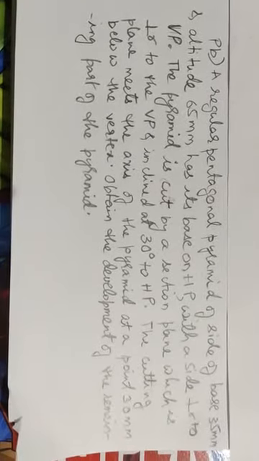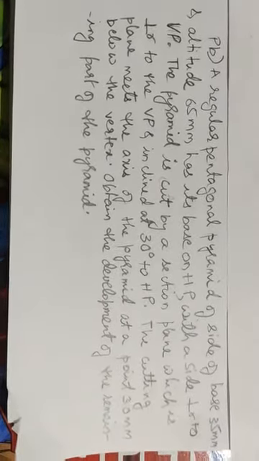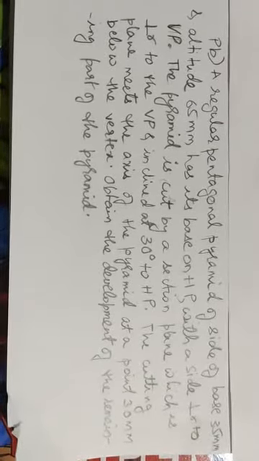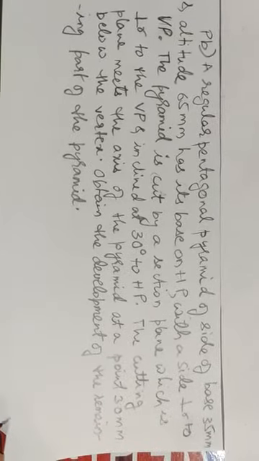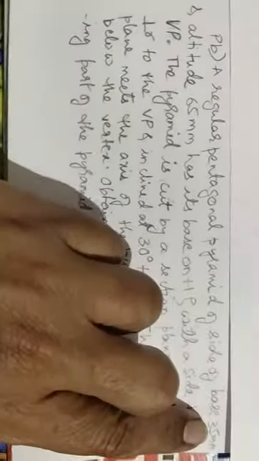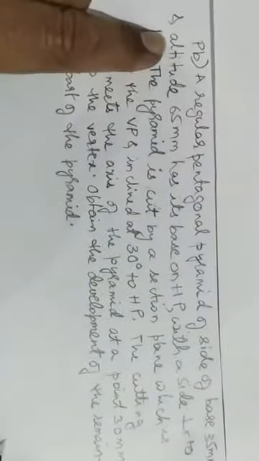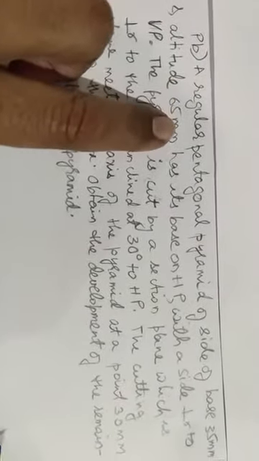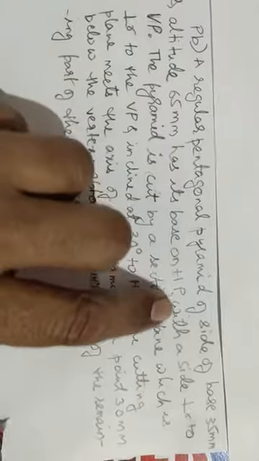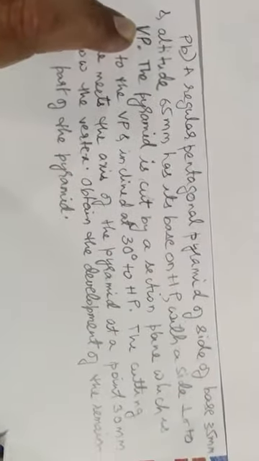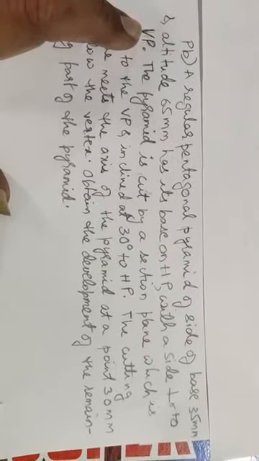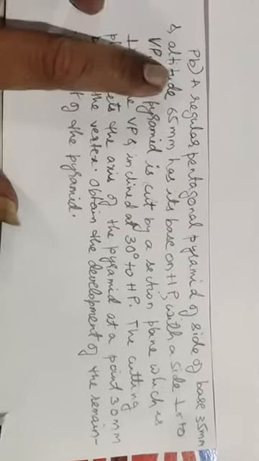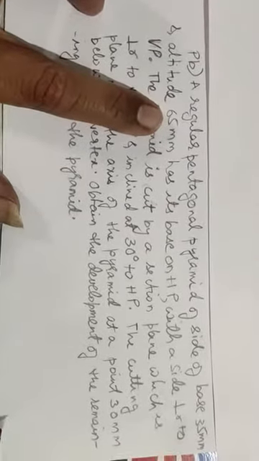Hello friends, let us go to the next problem of development. This is on pentagons. A regular pentagonal pyramid of side of base 35 mm, and altitude, that is axis length, 65 mm, has its base on HP with a side perpendicular to VP. So one of the base sides is perpendicular to VP. The length of the base side is 35 mm and the altitude or axis height is 65 mm.